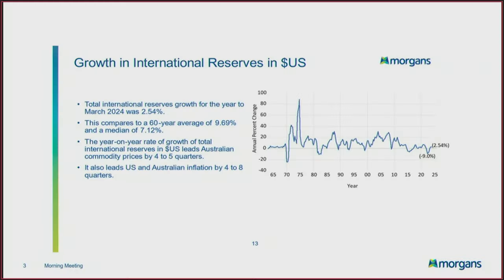And the two charts that I've got are to deal with growth in international reserves. Firstly, the growth in international reserves, which is what you've got here, and the level of international reserves, which will be the next slide. The original work on the relationship between international reserves, commodity prices, and inflation was done in the 70s and the 80s by the International Monetary Fund, because that's when inflation was really high and oil prices and other commodities were really booming.